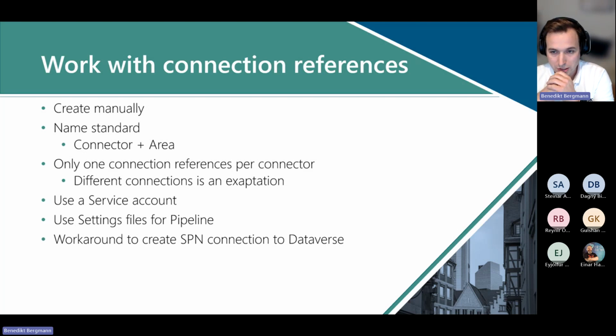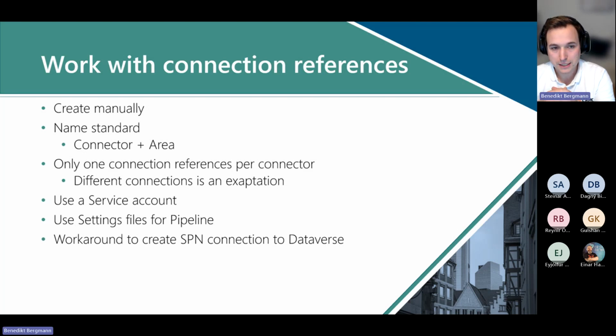We should also try to have only one connection reference per connector. So the idea is, if I create my application, I want to have as few connection references as possible to make maintaining my application easier and the ALM process easier. So for every connector, I want to have, in the best case, only one connection reference, which everyone is using in all the flows.